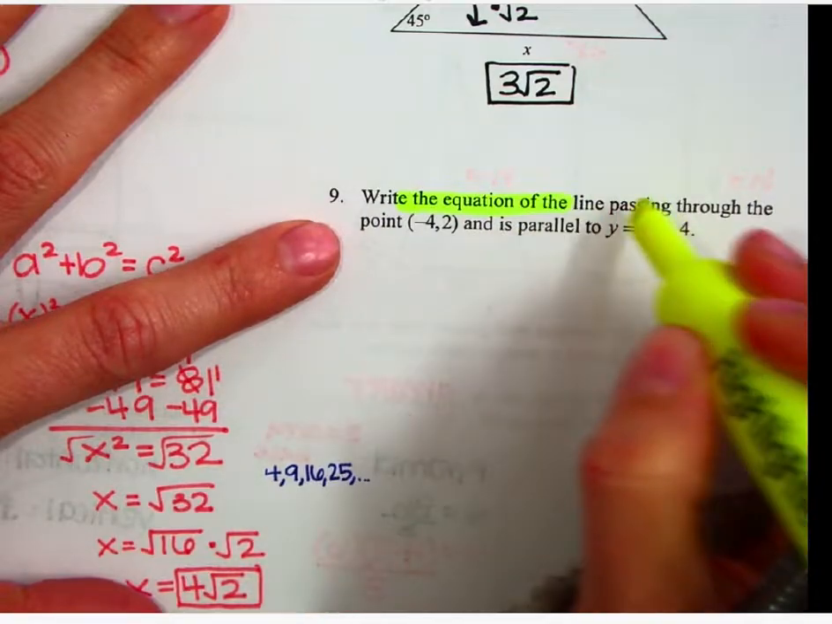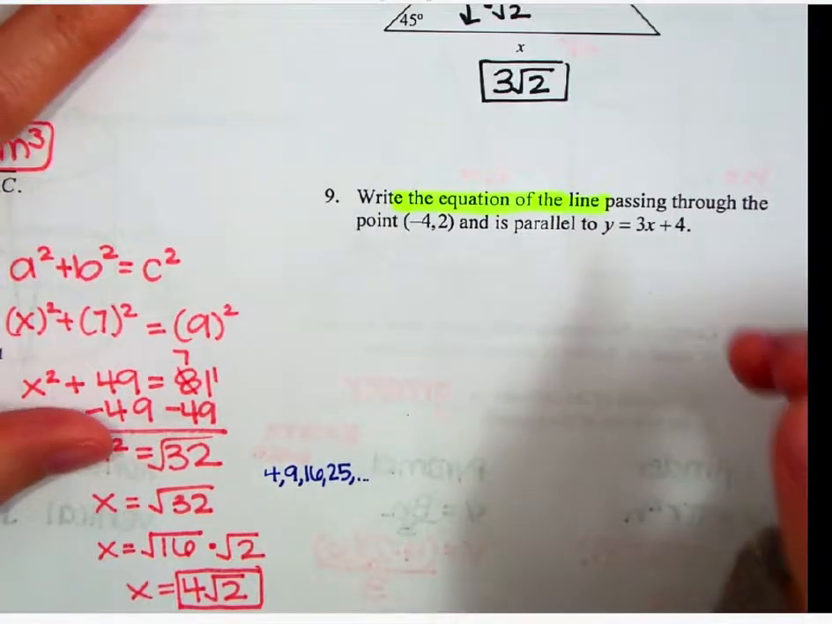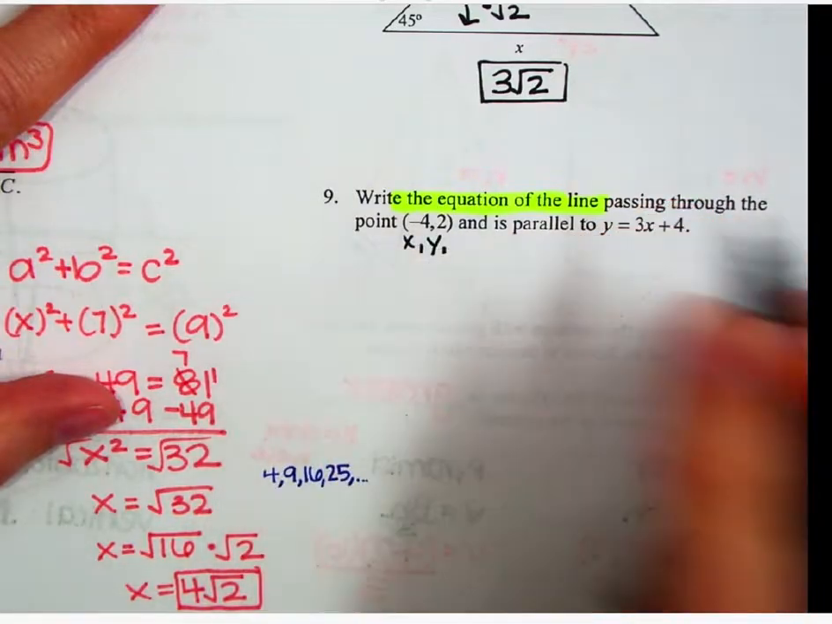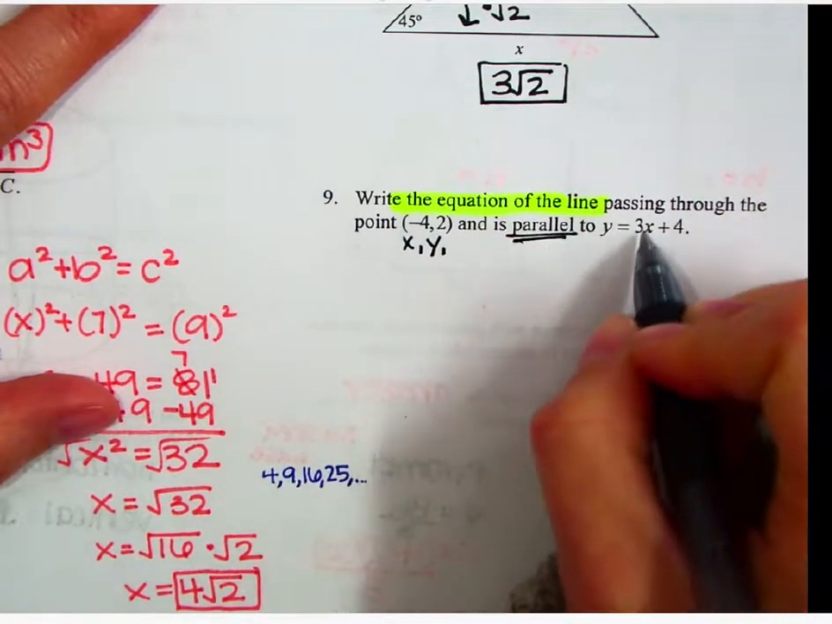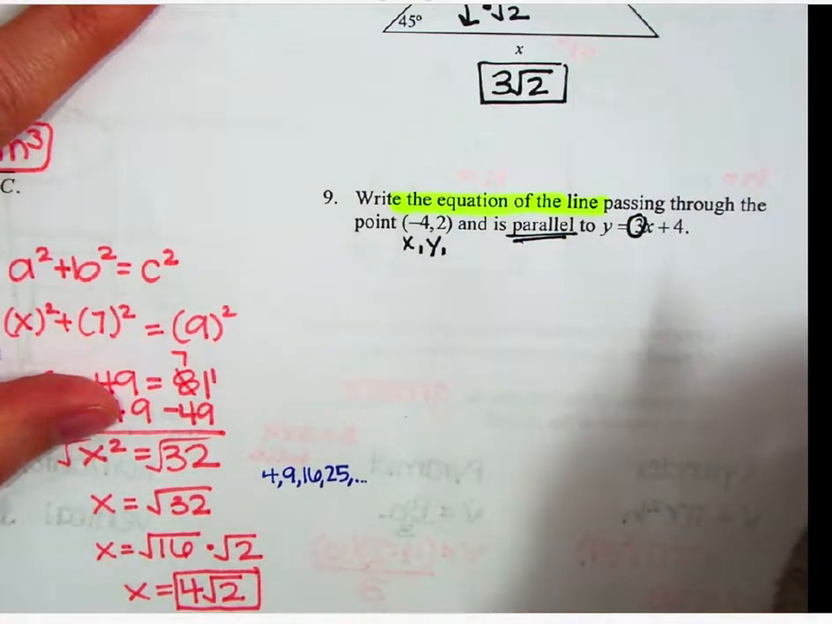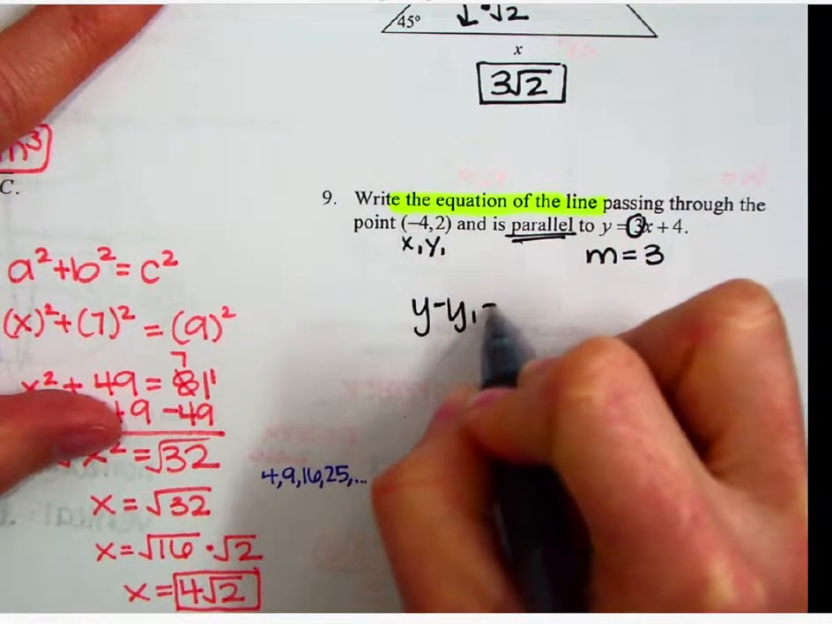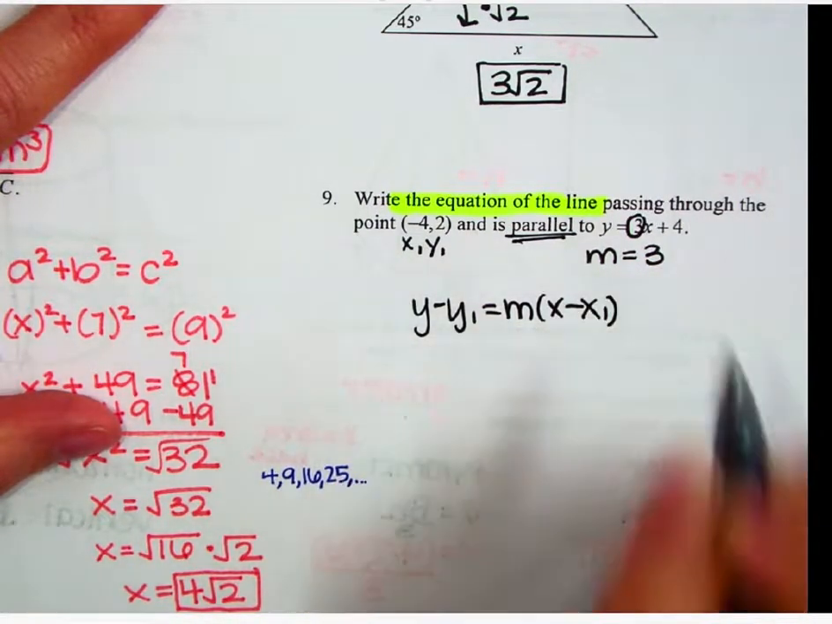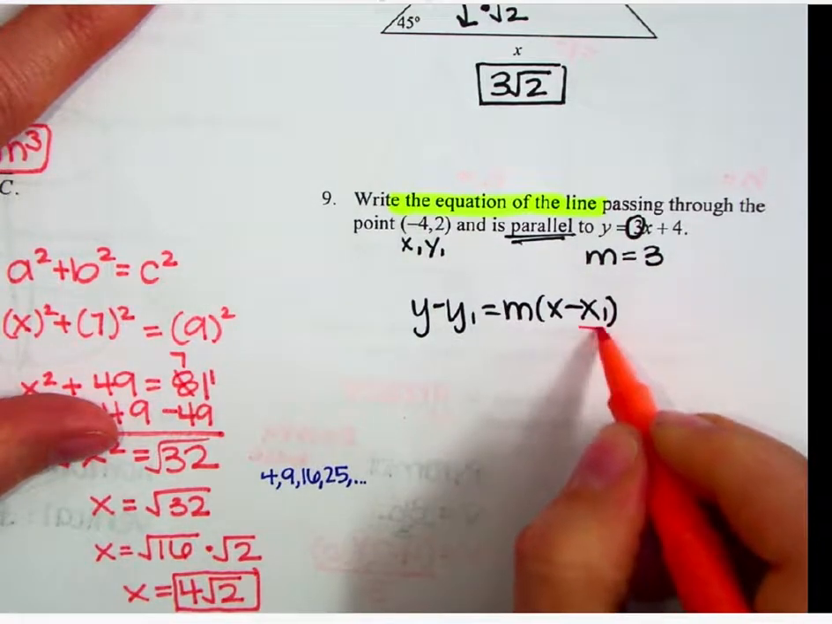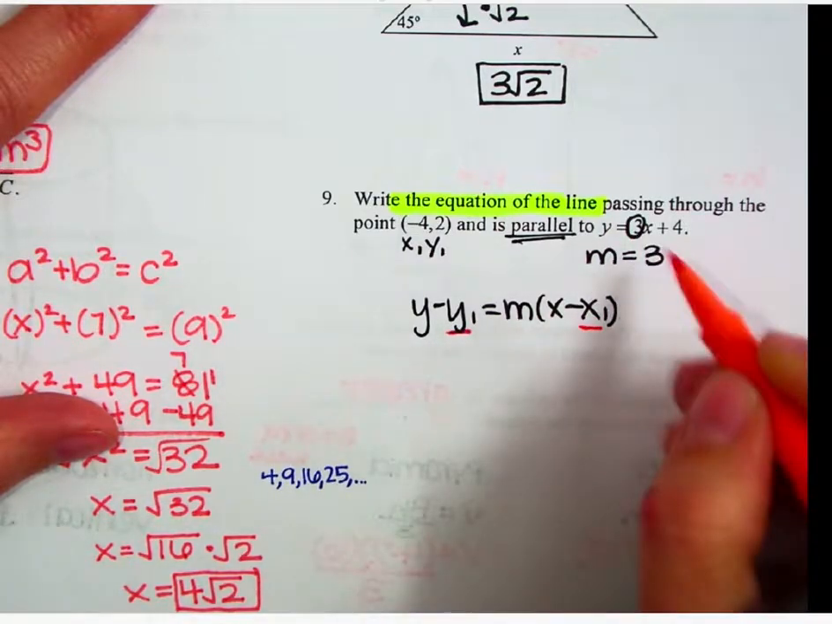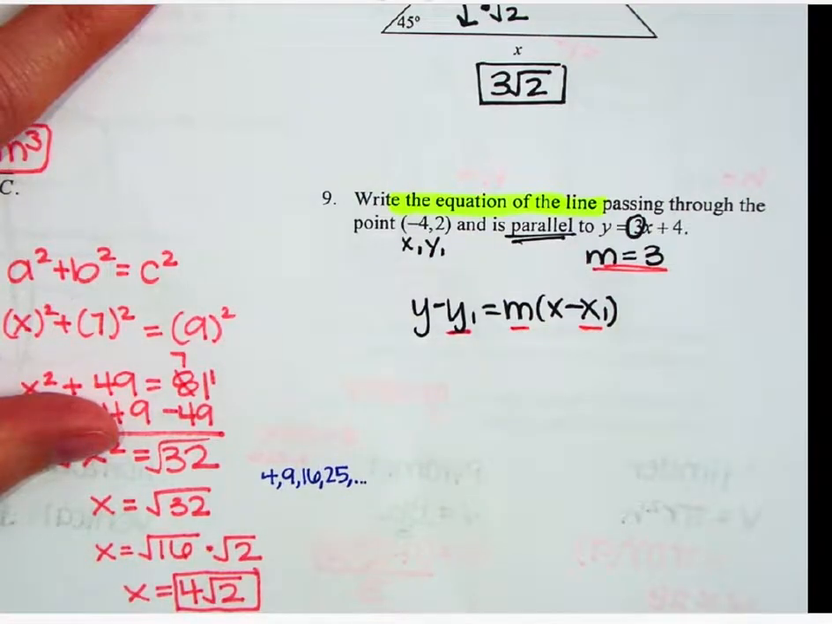And number 9, we're going to write the equation of the line passing through the point parallel to y equals 3x plus 4. So if we want to write the equation of the line given a point and the slope, and I say that because if it's parallel, then we need to use the same slope as the line given. So we'll be using a slope of 3. This will require us to use our point slope formula, where we will be plugging in the ordered pair, -4, 2, for x sub 1 and y sub 1, and we will be plugging in the slope of 3 for slope m.